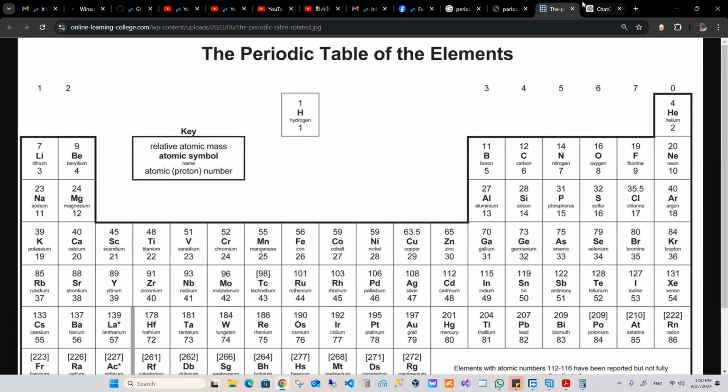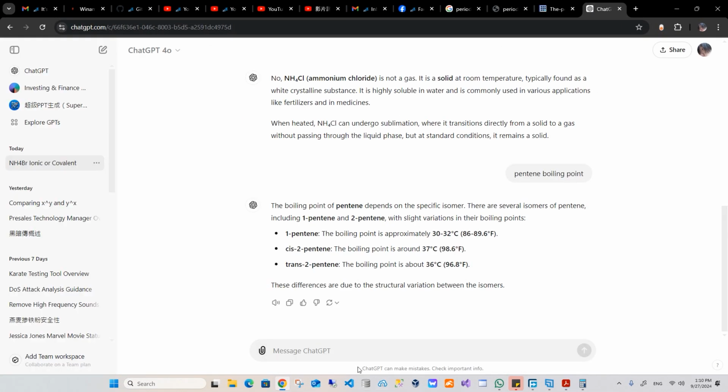I think Mg is soluble. Okay, let me ask. Mg plus steam.